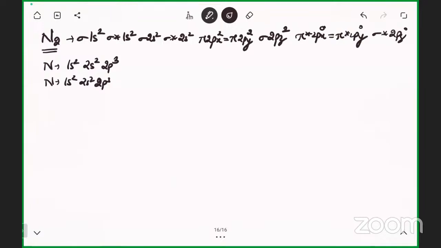Okay. Now let's make the energy level diagram. From the base, I need to make it. This is sigma 1s. This is sigma star 1s. This is 1s orbital. This is 1s orbital.